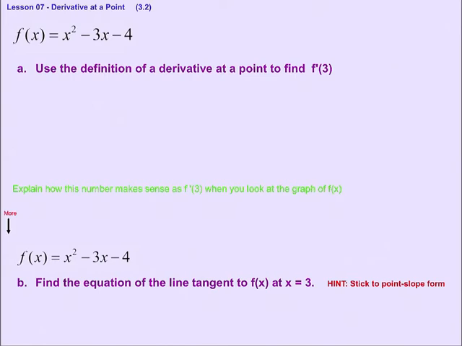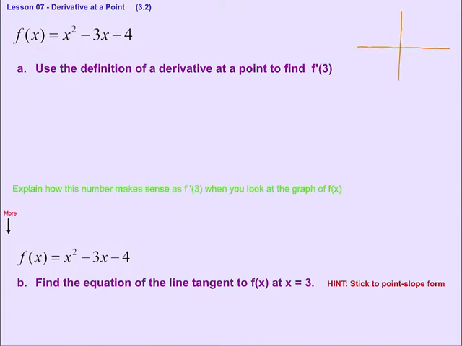Take a look at this idea of derivative at a point in action. Here's a function. F of x equals x squared minus 3x minus 4. One thing that you'll find is useful throughout the year is to be able to quickly visualize a function when you can. In this case, we can. It's a parabola. So just think through what it would look like.